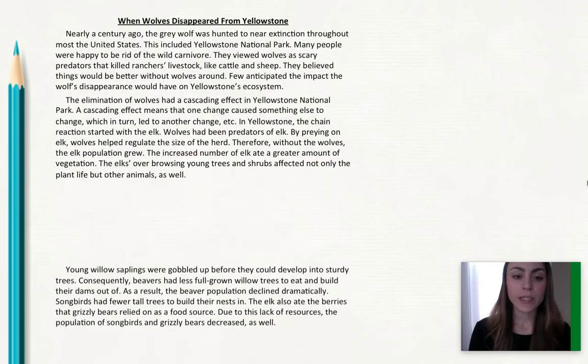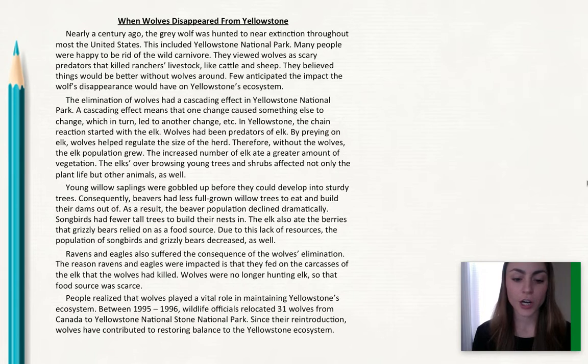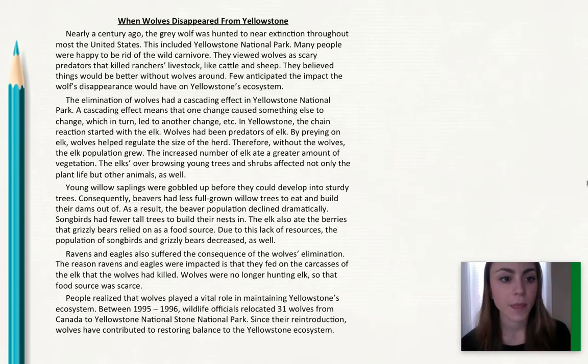So we're going to read this passage and we're going to determine the multiple causes and effects that we see within this text. When wolves disappeared from Yellowstone, nearly a century ago, the gray wolf was hunted to near extinction throughout most of the United States. This included Yellowstone National Park.